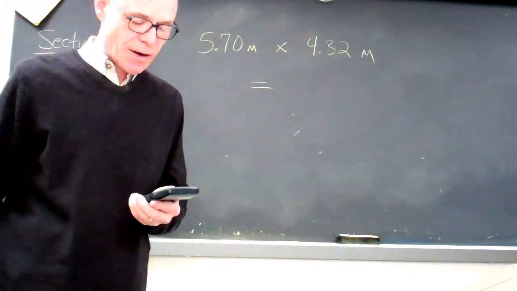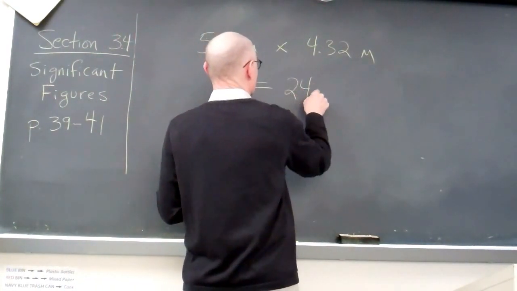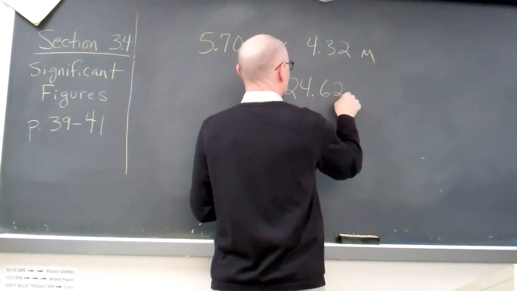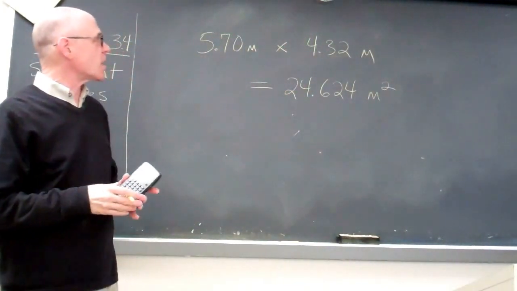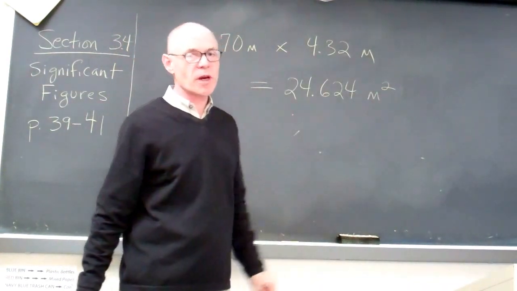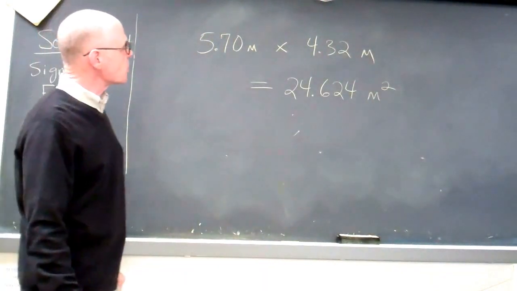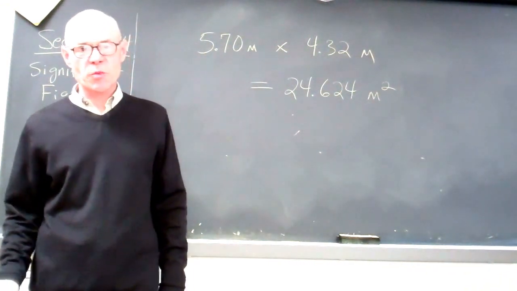So let's first write down everything that your calculator displayed. Don't forget your units. Units behave just like numbers, so meters times meters is square meters. So this is the result your calculator reports. What's the proper way to express that answer?